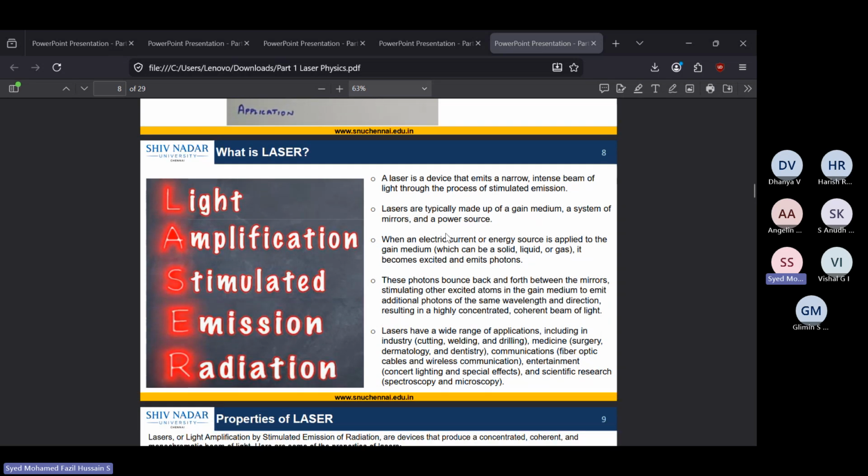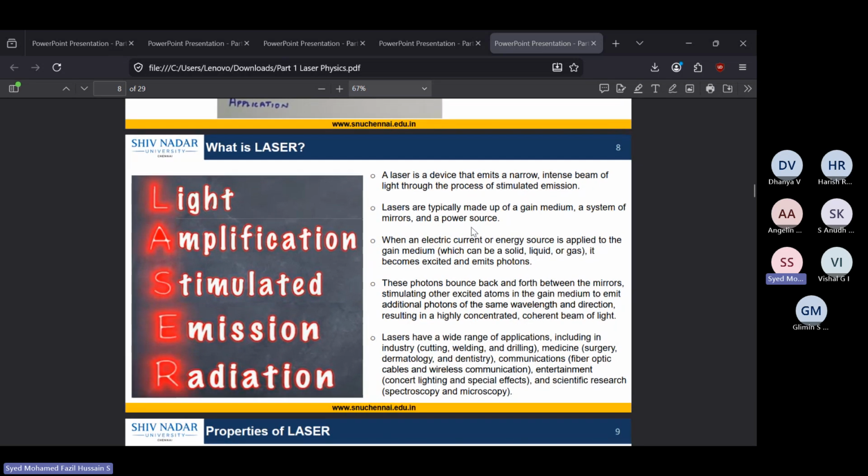What's inside a laser is what makes it interesting. It is made up of a gain medium, a system of mirrors, and a power source. These three pretty much make the laser work. When an electric current or energy source is applied to the gain medium, it becomes excited and emits photons.